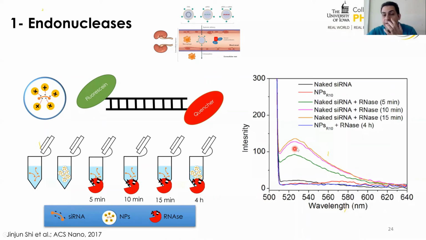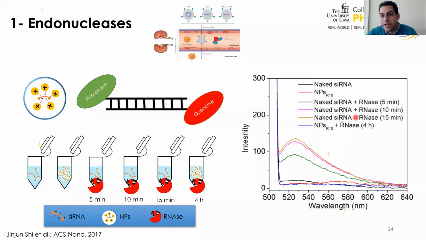And then what you can see here is when you have your nanoparticles, which is blue, plus RNases for 4 hours, you can see this curve down here, which means there is no fluorescence, which means that your nanoparticles were able to protect your siRNA from degradation for almost 4 hours.